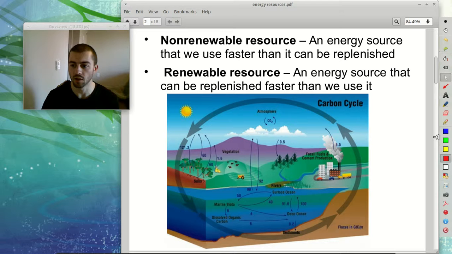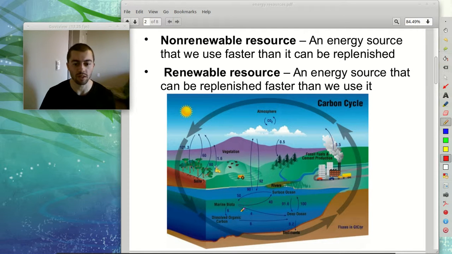This is a very simplified example of how carbon is cycled through the environment. Fossil fuels come from deep within the ground. We're going to talk more about fossil fuels in a minute, but for fossil fuels to replenish themselves, it takes millions and millions of years for a lot of this carbon from decaying plants and things like that to get compressed deep underground over time, and that eventually could create different types of fossil fuels.